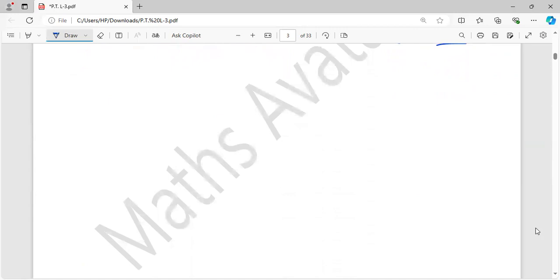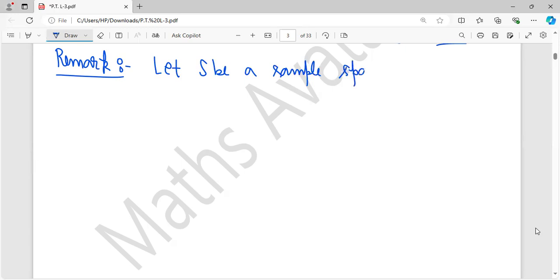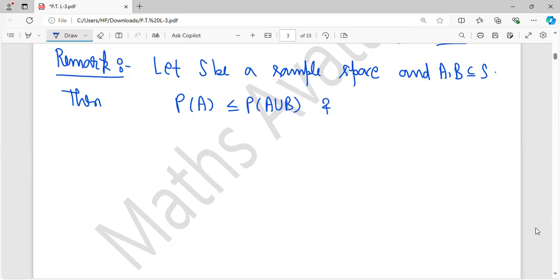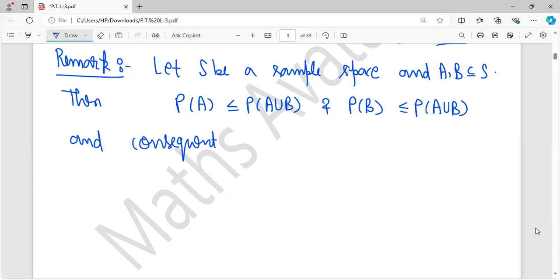Another remark I am writing. Let S be a sample space and A and B are subsets of S. Then probability of A is less than or equal to probability of A union B, and probability of B is less than or equal to probability of A union B, and consequently the maximum of PA and PB is less than or equal to the probability of A union B.